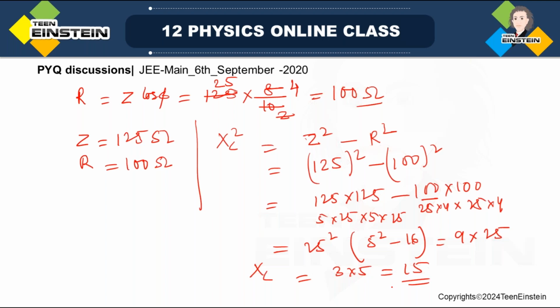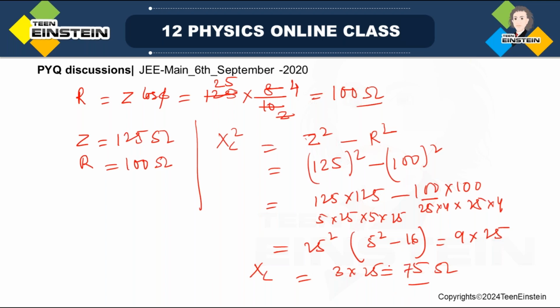I hope there is no mistake I have made. Okay, sorry, this is actually 25. 25 square, so it will be 25 only. Okay, so this will be 75 ohm. So I have got XL also, and I have got R.